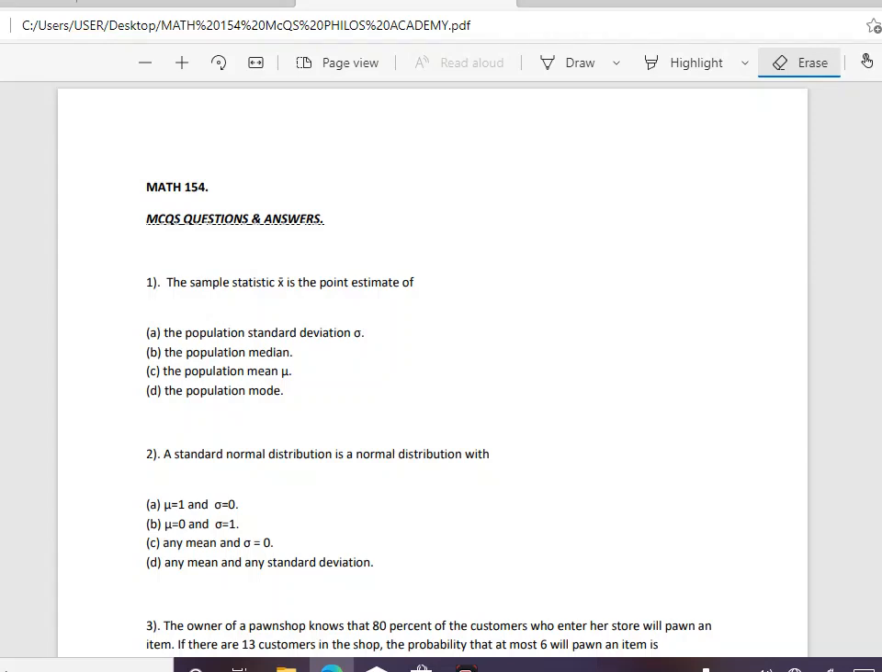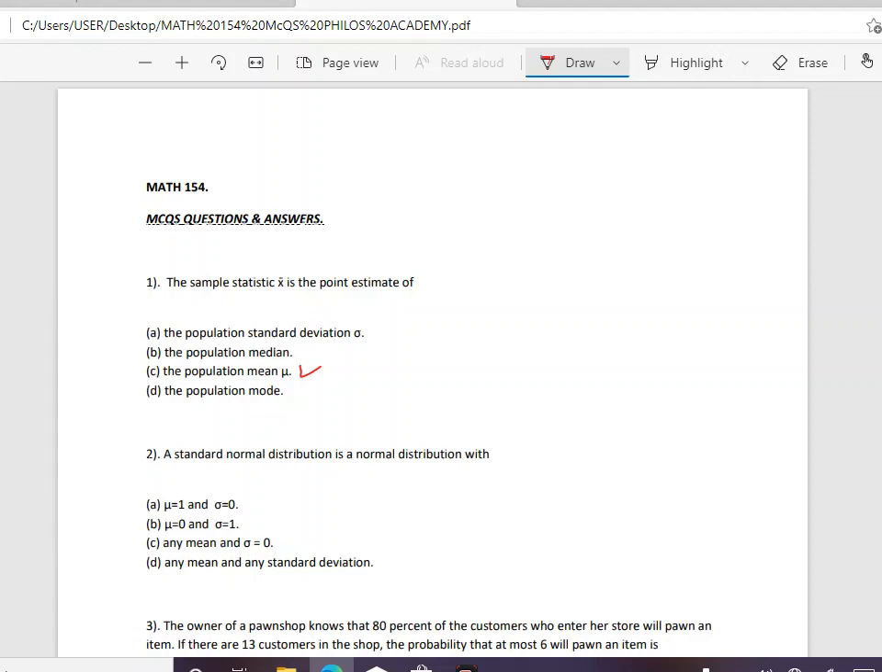Question one says the sample statistic x bar is the point estimate of. Whenever you see such a question, the answer is C, a point estimate of the population mean. Okay, so the answer is C. Now let's go to question 2 quickly.